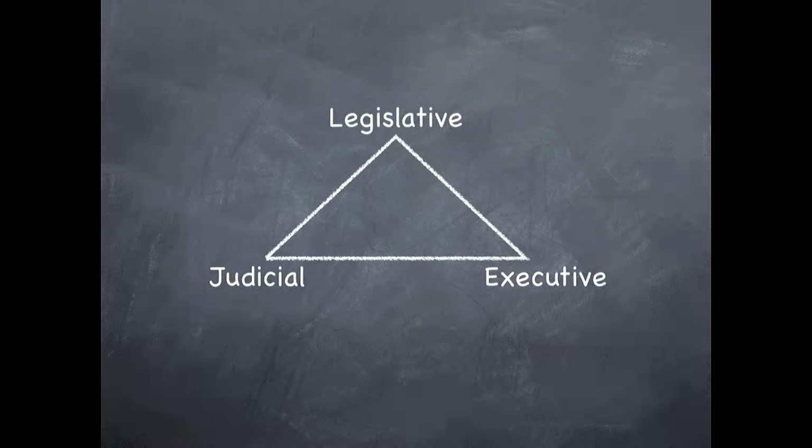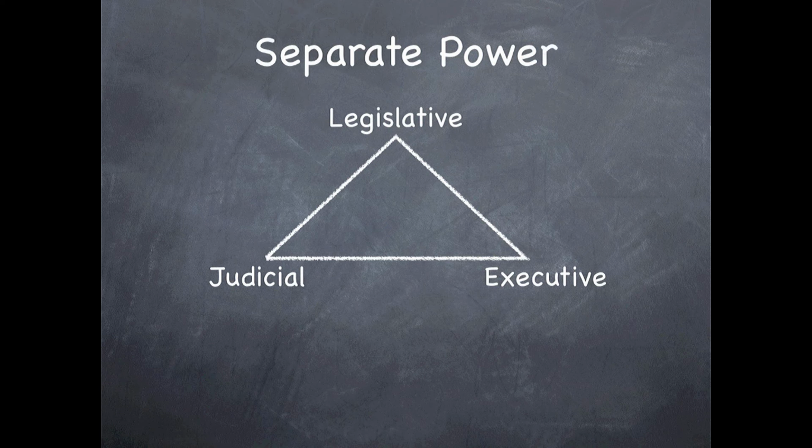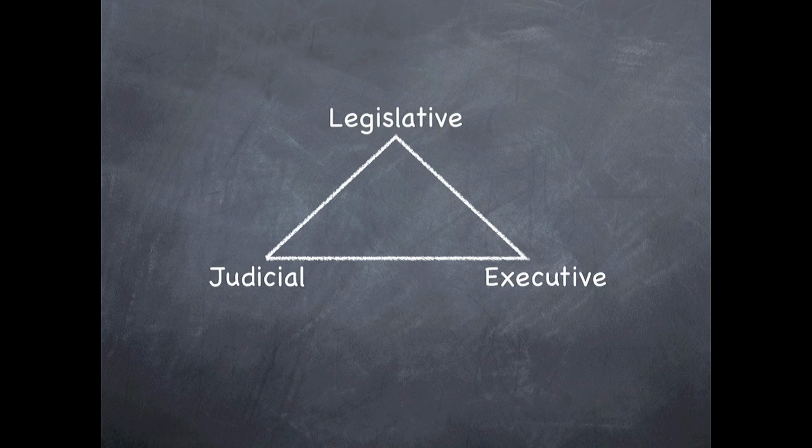The Founding Fathers feared giving one person or one group of people too much power, so they created three branches of government in order to separate power. This video will give an overview of each of the three branches. For a more detailed examination of each branch, please check out other videos.